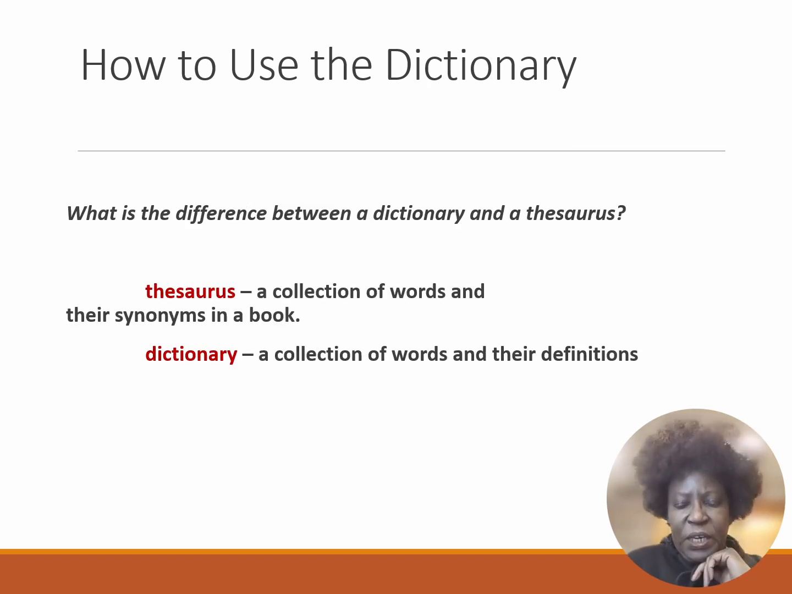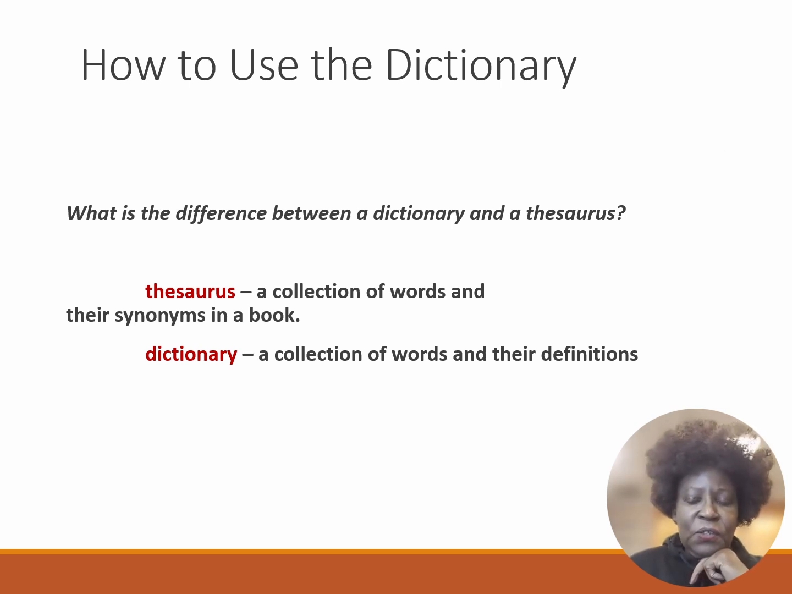The difference between a dictionary and a thesaurus, and you probably will need to know this, especially if you're having to write up reports for your company or if you're getting further training or going to college or university. You will need a thesaurus. And a thesaurus is a collection of words also, but it's with synonyms. Okay, each word has several synonyms or words that mean the same, but it's a different word. Whereas a dictionary is just a collection of words and their definitions.